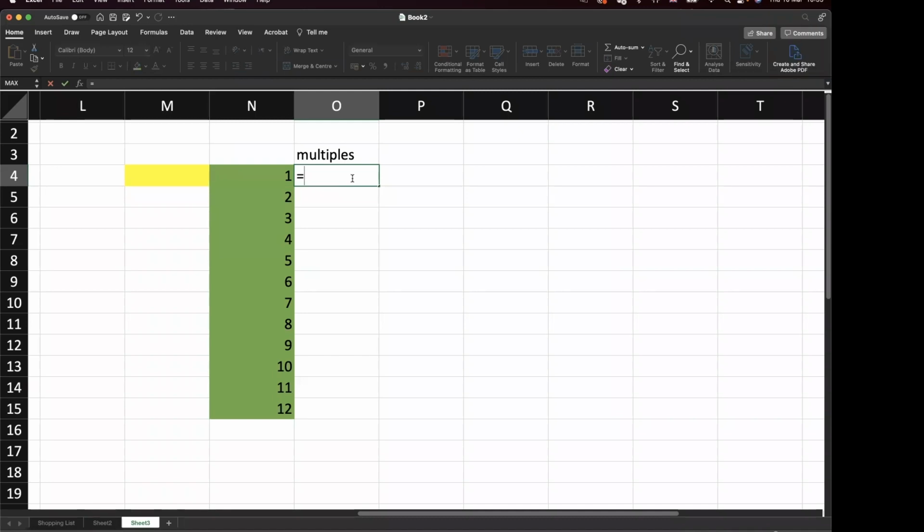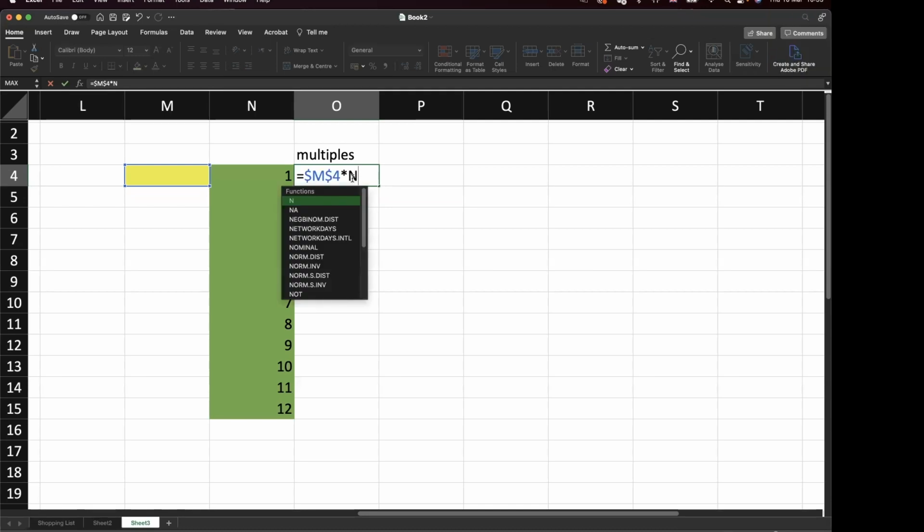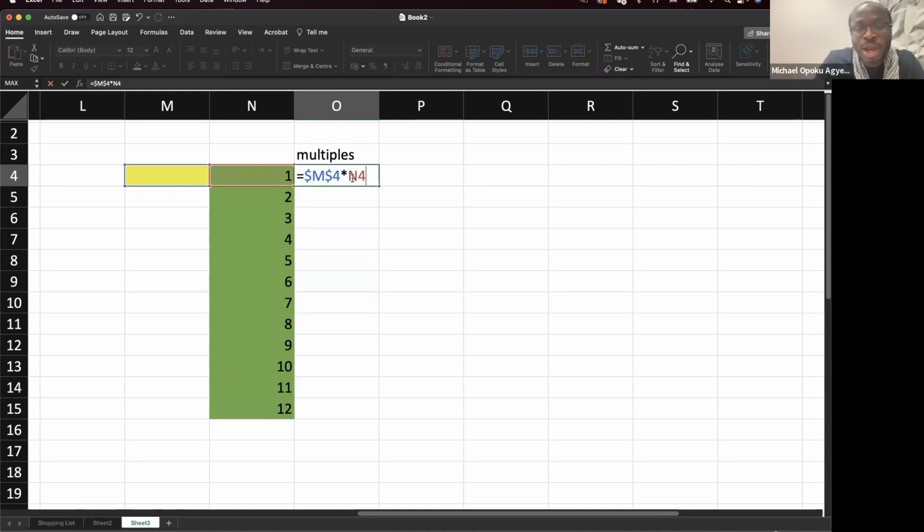Yeah, the dollar sign M, the dollar sign 4, multiply N4. Okay, my question is, why didn't you put the dollar in front of N and why didn't you put the dollar in front of 4 as well?